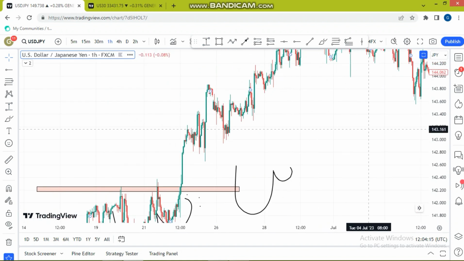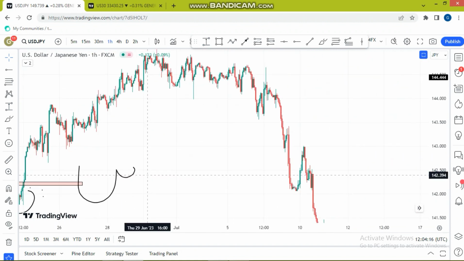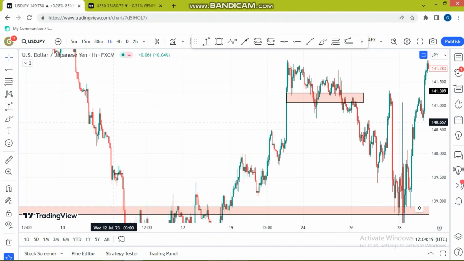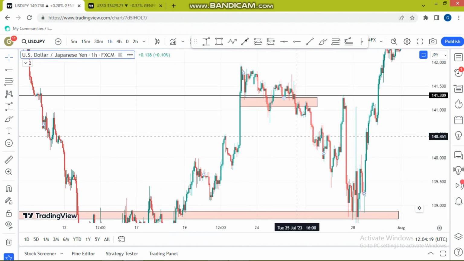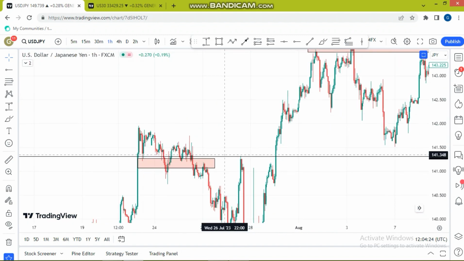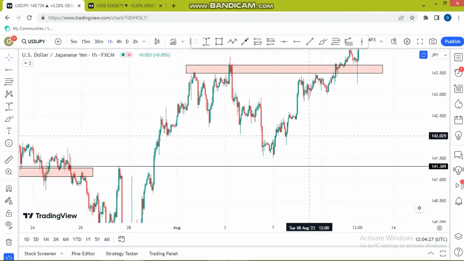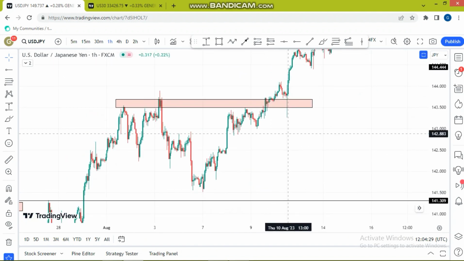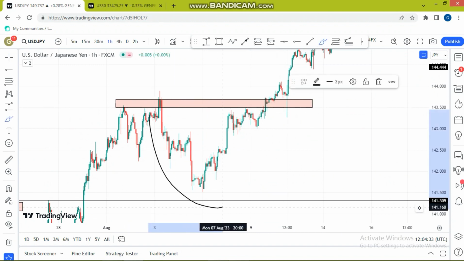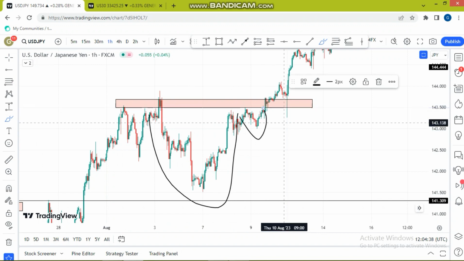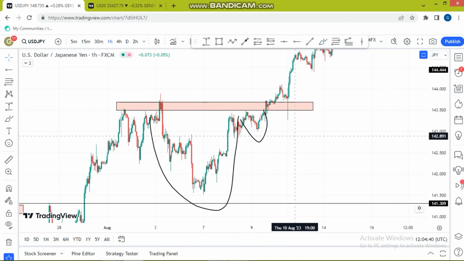So this is an example. I don't know if I can see any other example of a cup and handle right there. On UJ, a cup and handle is most likely. All right, I see another cup and handle pattern, and as I explained earlier, this is a cup and this is a handle right there. It's very easy to spot, but you need to practice this.